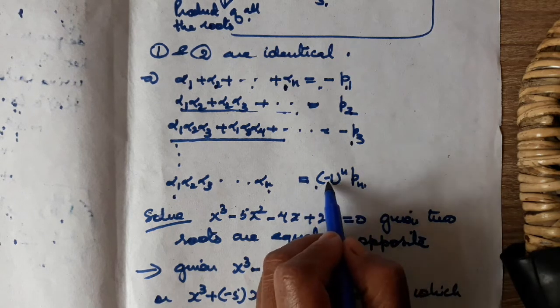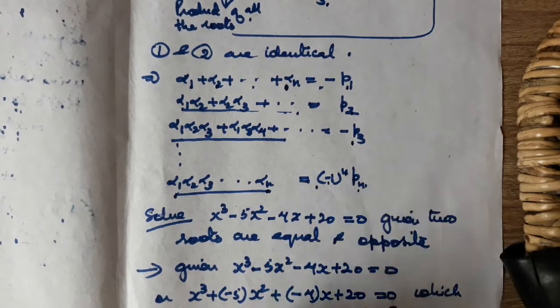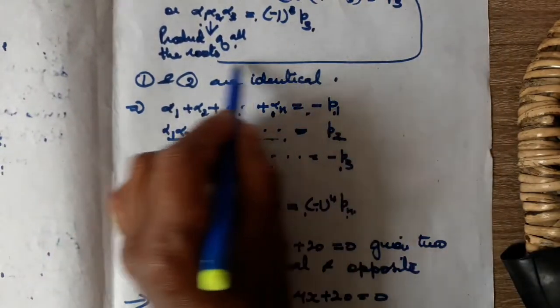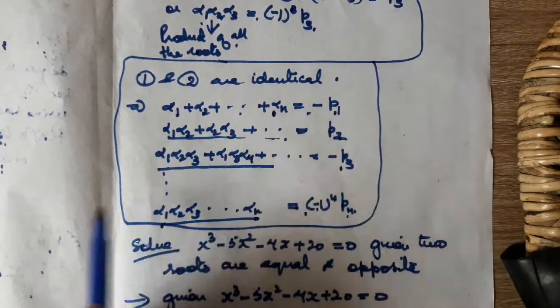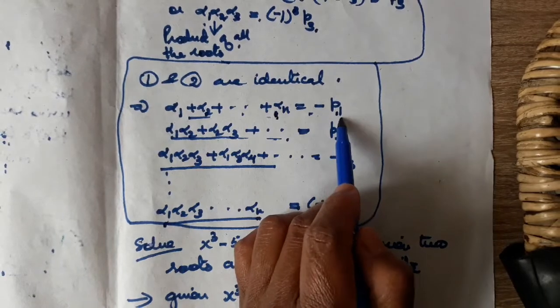So in general, the product of all the roots will be (-1)^n times pn. Now with the help of this relation, you have to remember, all this is a kind of formula you have to remember. This is the relation between the roots and their coefficients.